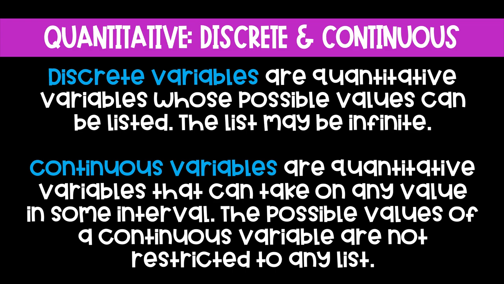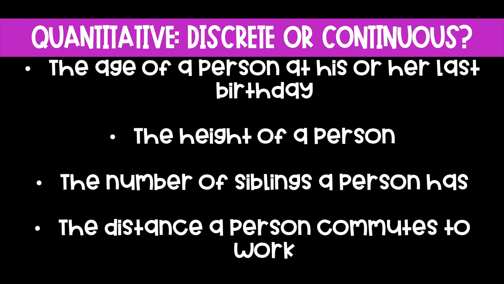Let's try to classify quantitative variables and distinguish them between discrete or continuous. The age of a person at his or her last birthday, the height of a person, the number of siblings a person has, and the distance a person commutes to work. Feel free to pause the video.